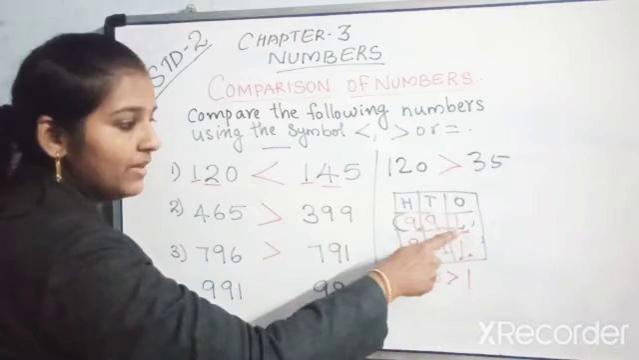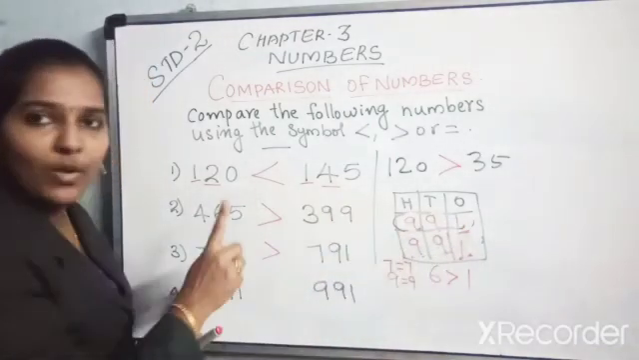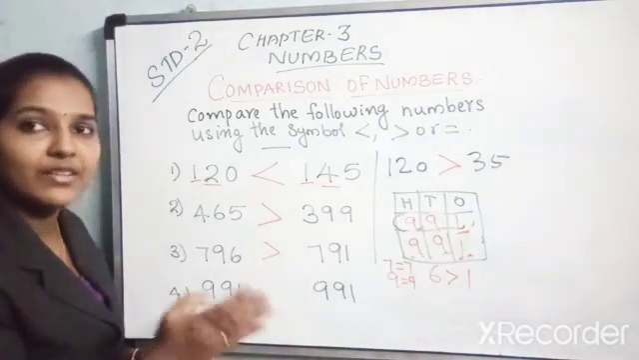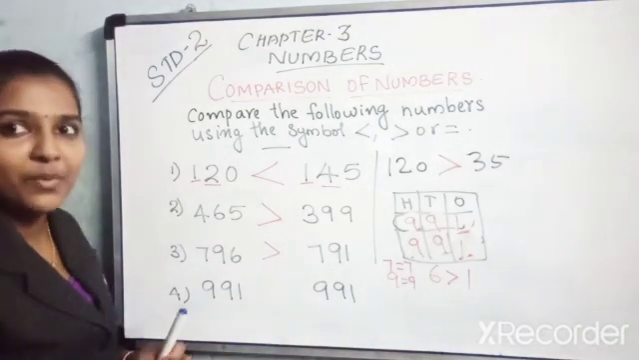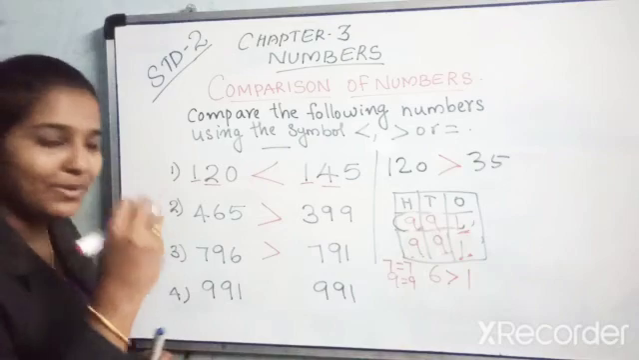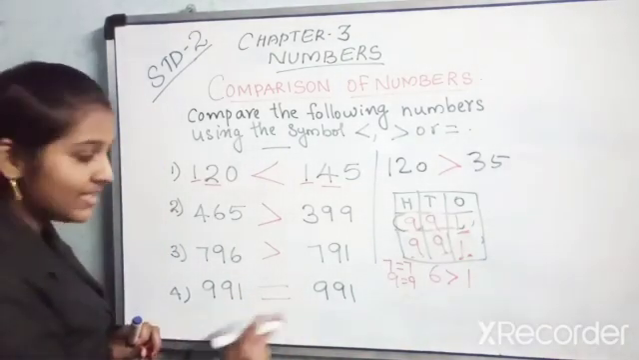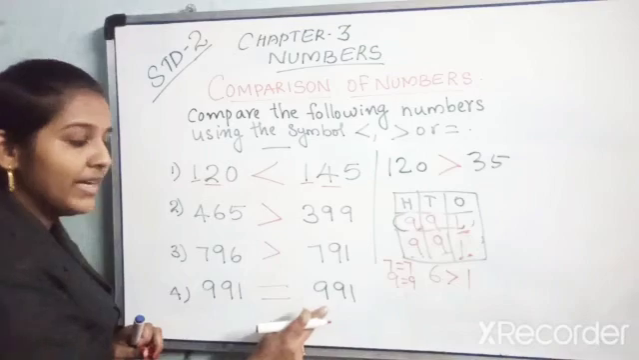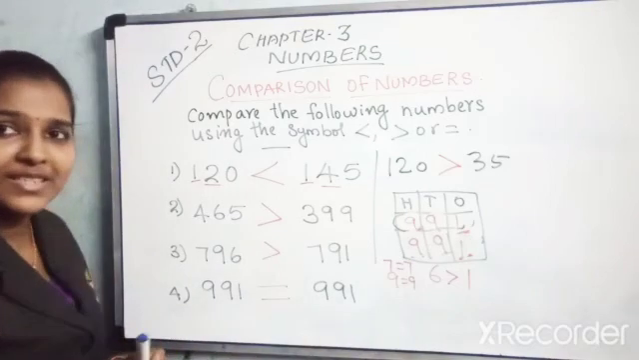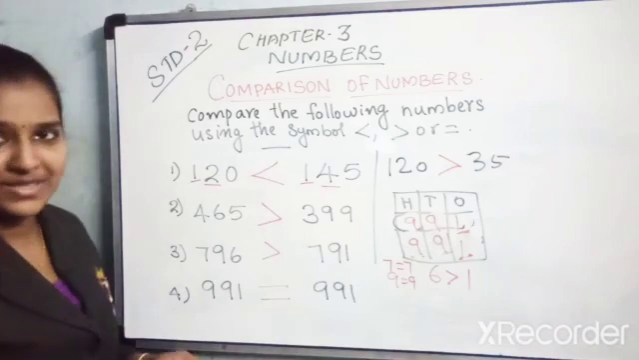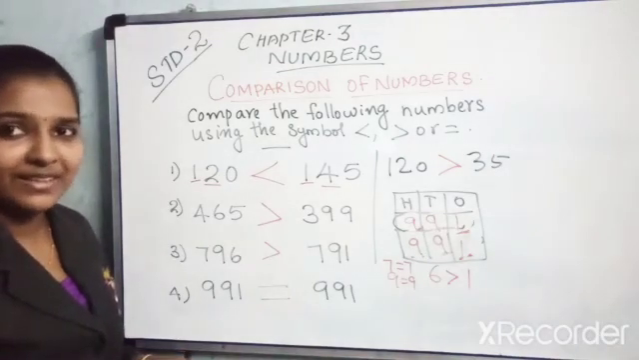And look at the last one. That is 1 and 1. 1 is equal to 1. So all the digits are equal. So what to write? Equal to symbol. So 991 is equal to 991. Okay children. So this is the way to answer the comparison questions. Okay, is it clear? Alright.